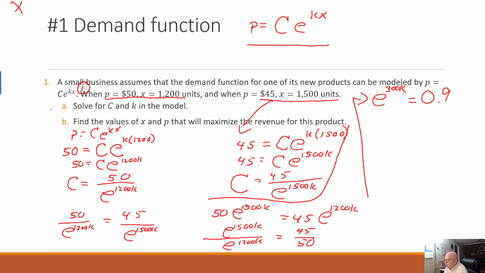Now, what? Of course, take the natural logarithm of both sides. And now we have 300k because e and the natural log are inverse operations. On the other side, just rewrite natural logarithm of 0.9. So k equals, and we can get an actual number here, the natural logarithm of 0.9 over 300.